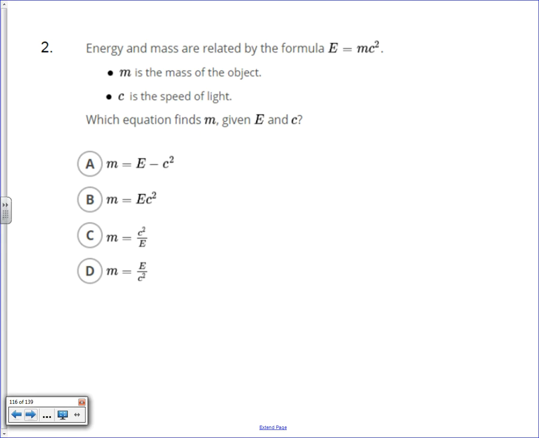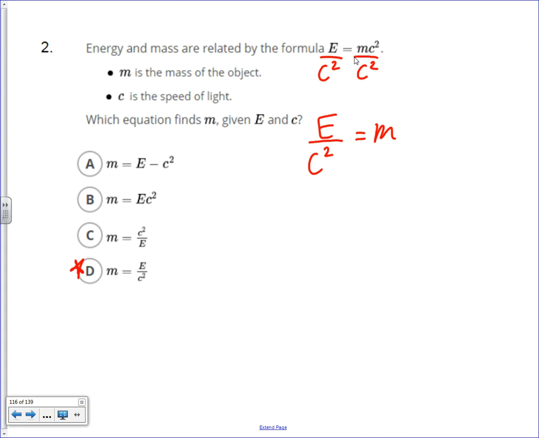You're looking at this formula, E equals mc squared. M is the mass, c is the speed of light. It says which equation finds m? That means I want to isolate the m. And in order to isolate the m, I have to divide by the c squared. So I have m is equal to E over c squared. The correct answer that I hope you chose is letter D.